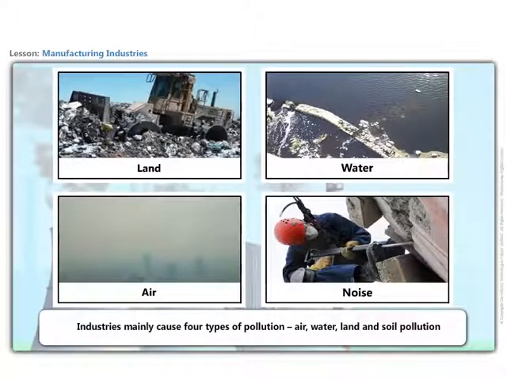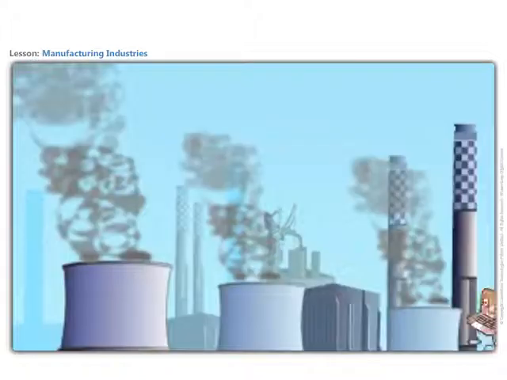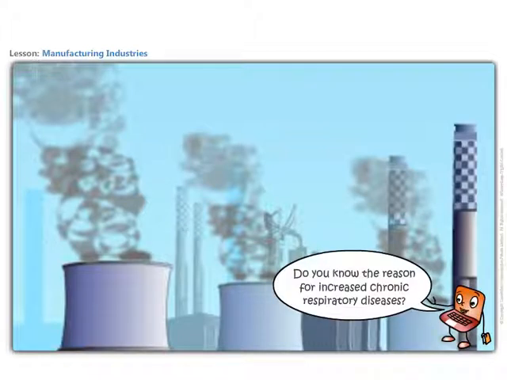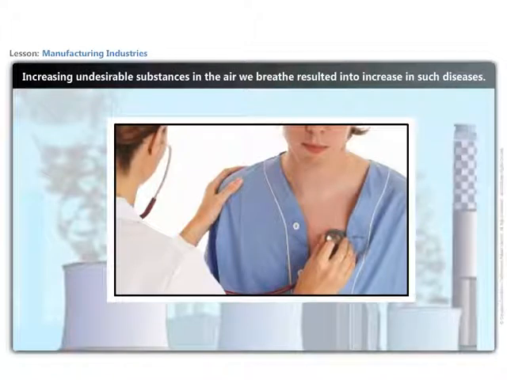Industries mainly cause 4 types of pollution: air, water, land, and soil pollution. Do you know the reason for increased chronic respiratory diseases? Increasing undesirable substances in the air we breathe resulted into increase in such diseases.